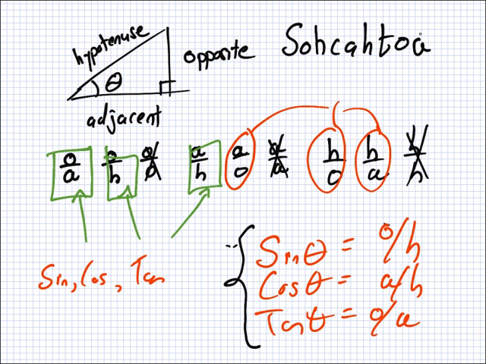So the reason sine, cos, and tan is useful is because it can give us missing sides and missing angles. So let's look at an example of each. We want a missing side, and then we'll want a missing angle.